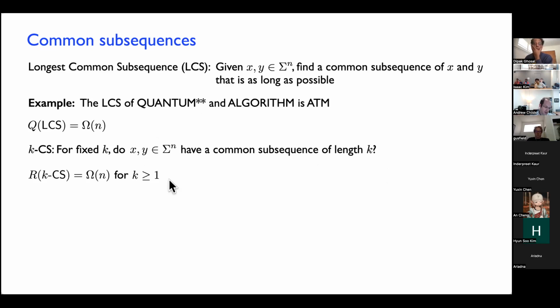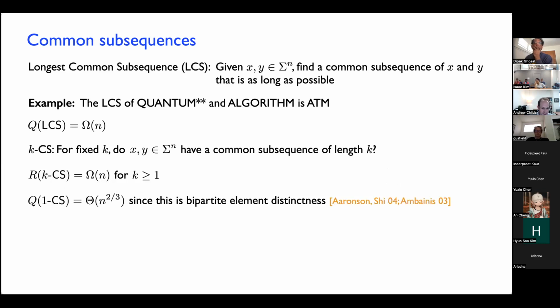Now, the classical query complexity of this common subsequence problem is linear even for k equals 1. That's already a hard problem. Now, quantum mechanically, if k equals 1, this is basically like this thing called element distinctness. This is a well-studied problem quantum mechanically, and the quantum query complexity is n to the 2/3.